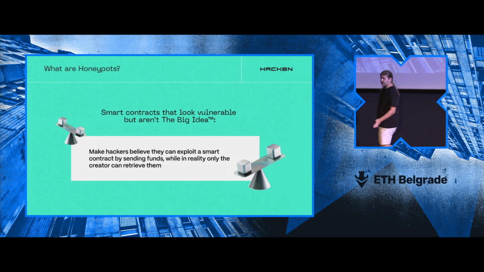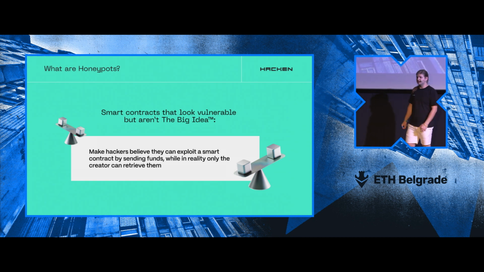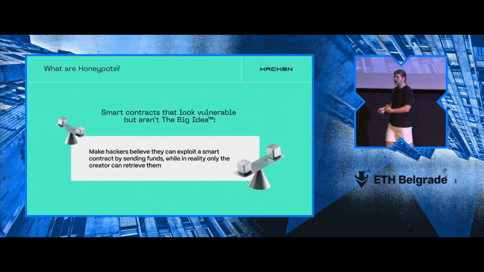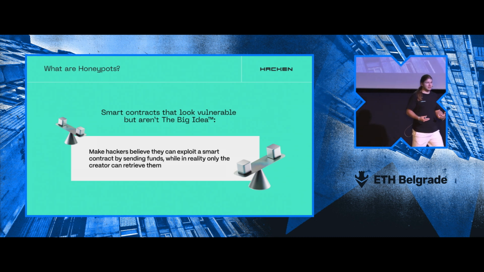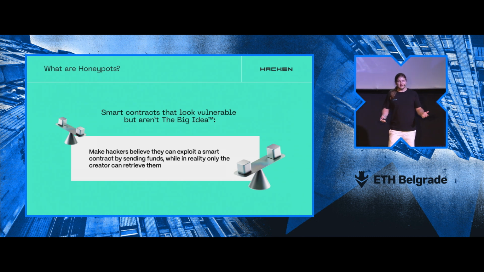So honeypots, compared to the general hacker traps in traditional security, in blockchain tend to be a bit more elegant in ways because they tend to be pure code, and I like the way security exploits look in blockchain. They're usually more elegant. And the way they work is they make you, the hacker, believe that you can gain some funds by sending funds. Usually as a hacker, you're going to need to invest a little bit of money.